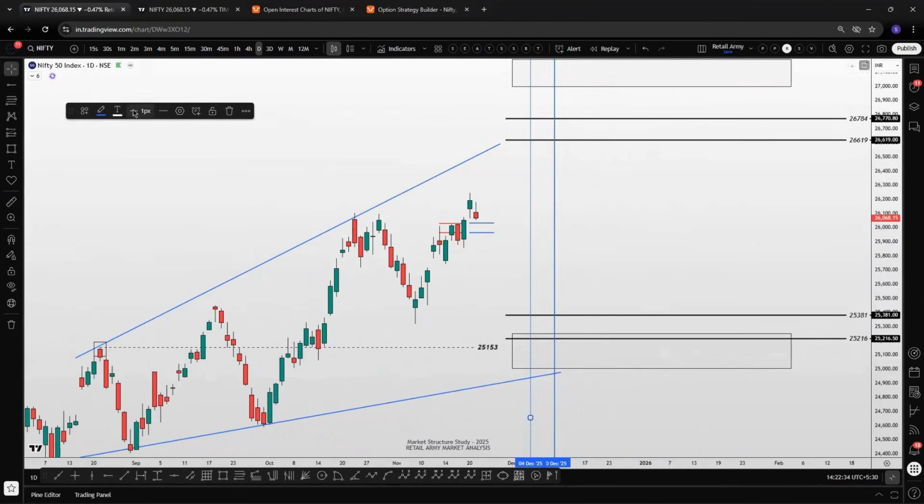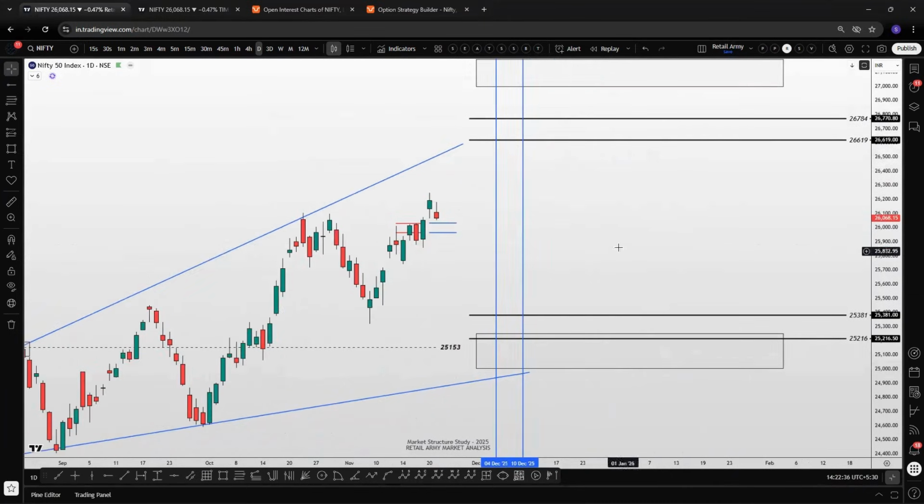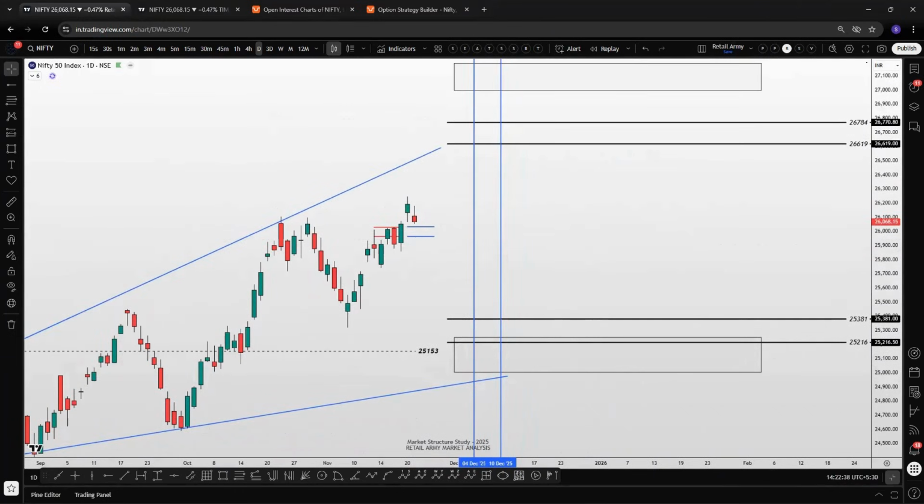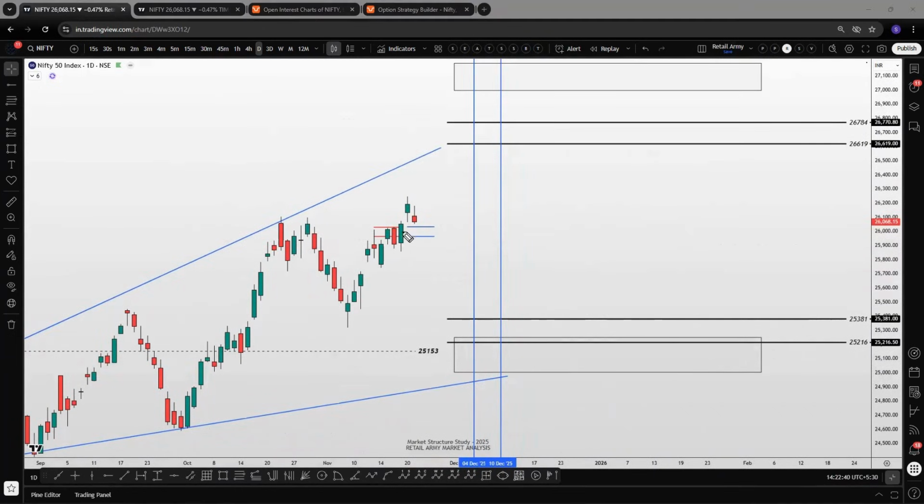Okay, so 4th to 10th, the question here is, we know that a directional move is going to start. Simple, what do we have to do? Find out where the market is standing. Is it going on the upside or is it on the downside? So from here, we can look for an opposite direction trade. Simple logic, not complicated at all.